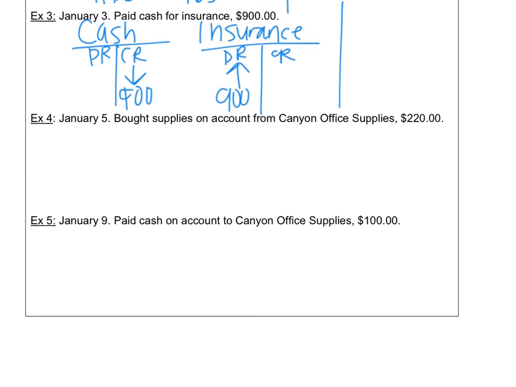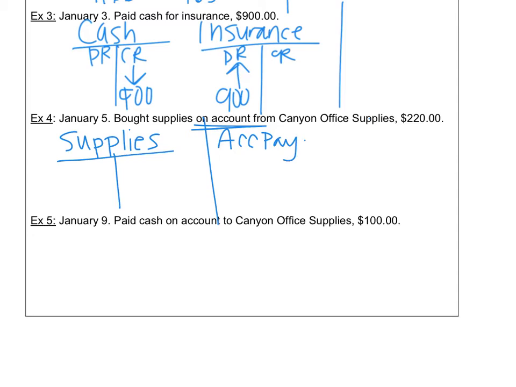Okay, example number 4. January 5th, bought supplies on account from Canyon Office Supplies. So on account is the key word here. So we bought supplies, but instead of paying with cash, we're charging on account. So since we have to pay somebody else, this is going to be accounts payable. So we're going to increase our supplies, which is an asset, and we're also going to increase accounts payable - Canyon Office Supplies.